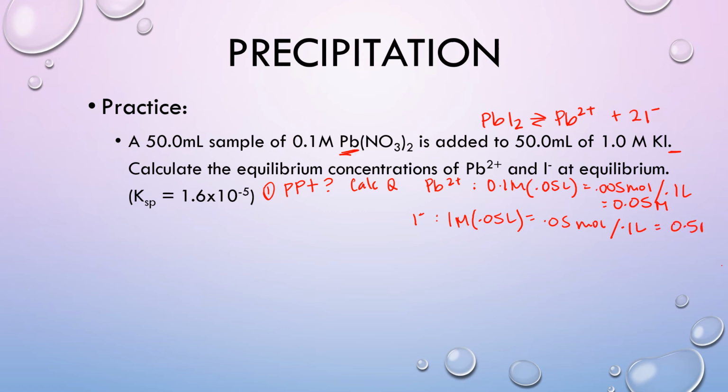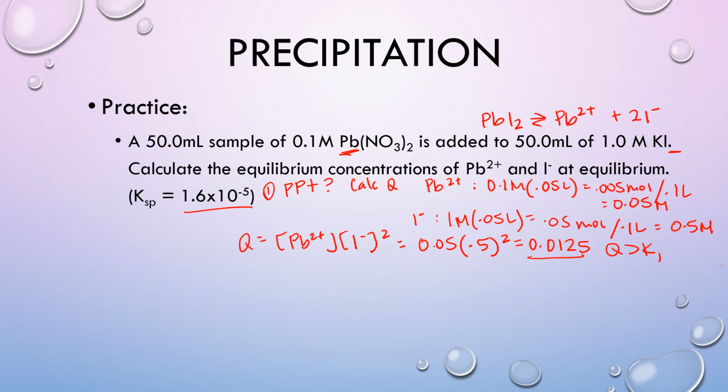me 0.5 molar. So now Q equals the concentration of lead times the concentration of iodine squared. I'm going to plug these values in. 0.05 times 0.5 squared gives me 0.0125. So that's my Q value. Now when I compare Q to K, Q is greater than K, so it will precipitate. So that was step 1.